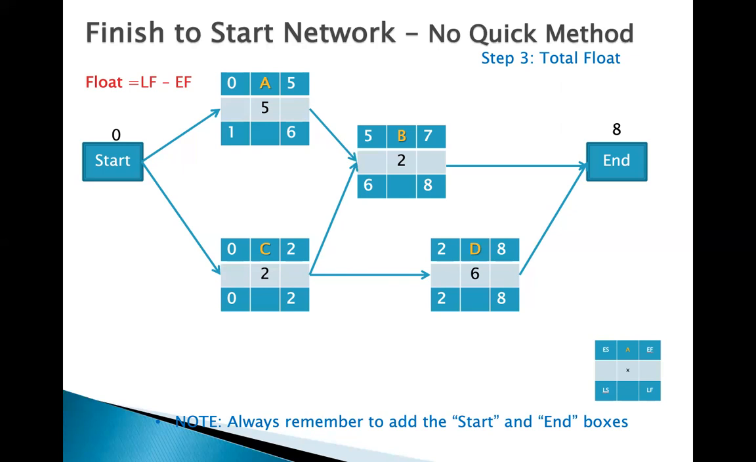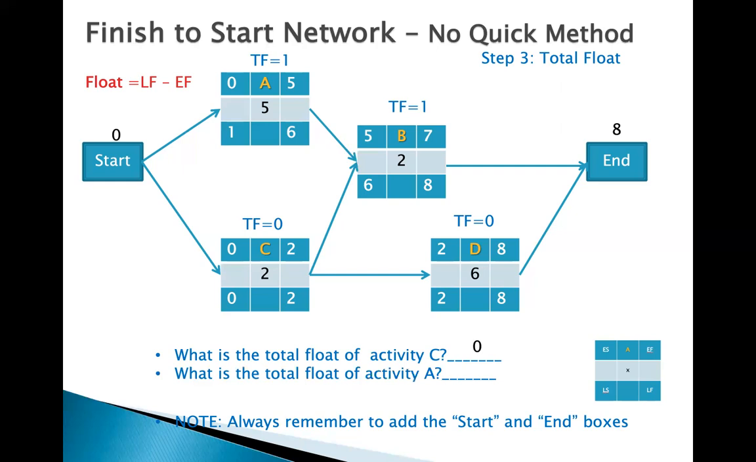Having said that, I am now able to move forward and provide the values for each activity. For activity A, it's 1. For activity B, it's 1. For activity C, it's 0. For activity D, it's 0. Now we're ready to answer this question. What is the total float of activity C? 0. What is the total float of activity A, A as in apple? 1. You see? What is the total float of activity B?